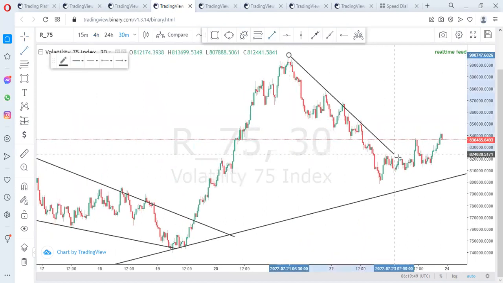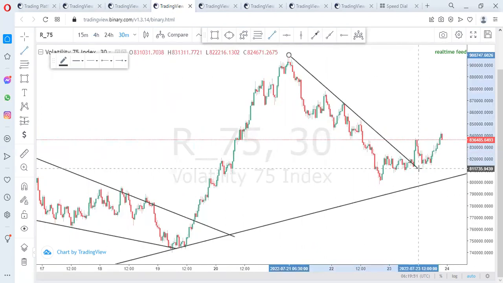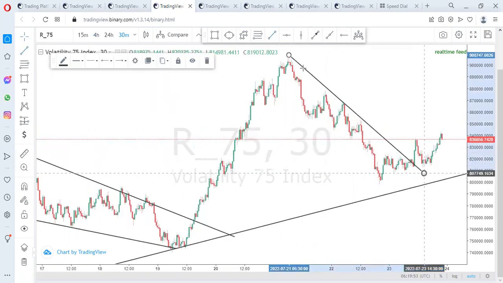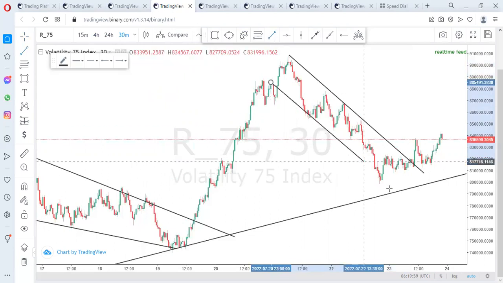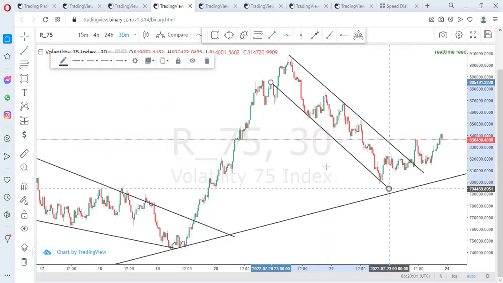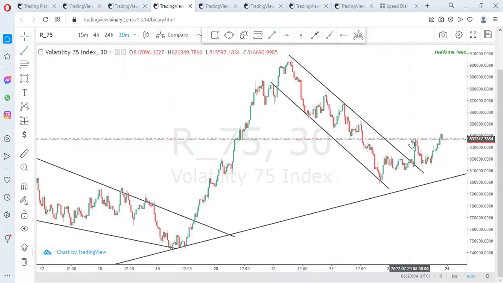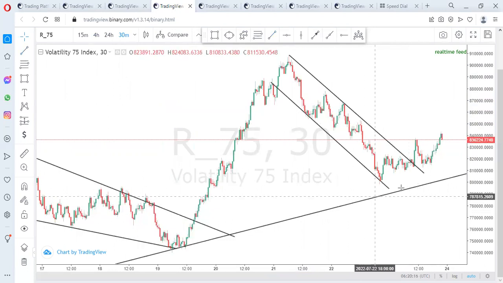Then that's a continuation move. You can see it's a very good one here. Like I always tell you, flag formation is a continuation move, and we've already seen a breakout of it. But before I get into my entry, I like to see a smart money play before I take my entries, and this is where I'll be taking you to.